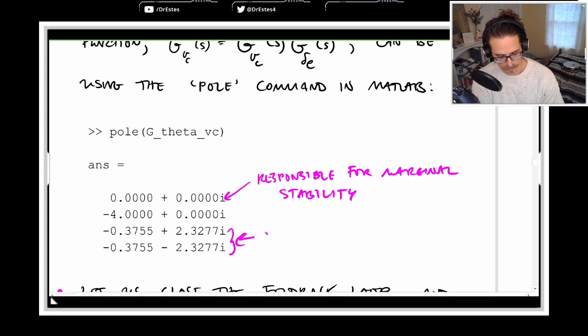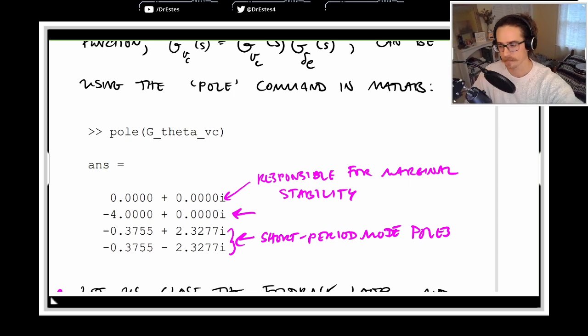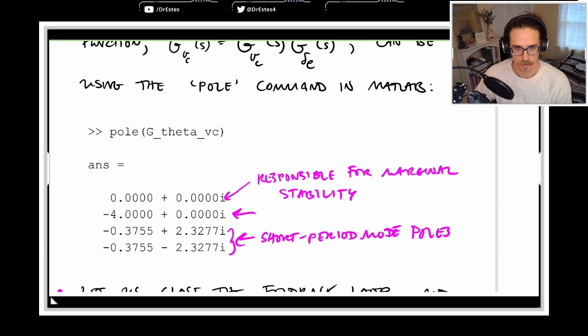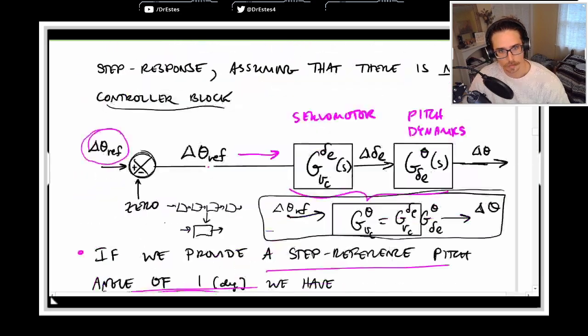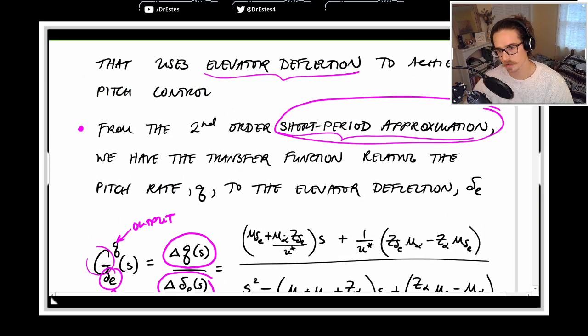These poles are the short period mode. What does this pole belong to? The minus four. Where did that guy come from? Phugoid? No. Well, that's a very good guess, but the phugoid has complex conjugate roots. Now, this model that we have, remember where it started? We took just the short period mode. When you have longitudinal dynamics, you have the phugoid and you have the short period. We neglected the phugoid from the very beginning and only kept the short period.